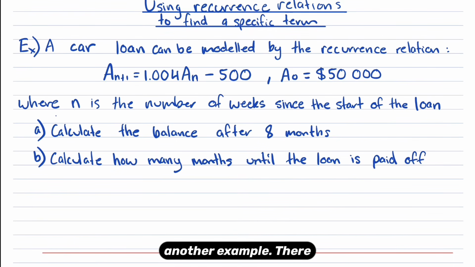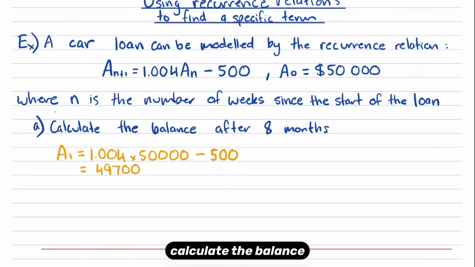Okay, so let's go through another example. There was a typo here too. It says where n is the number of weeks. That should say where n is the number of months. So for part A, we want to calculate the balance after 8 months. Well, I've got to find A1 first, and then A2, and then A3, etc. So I've just plugged in 50,000 for A0.